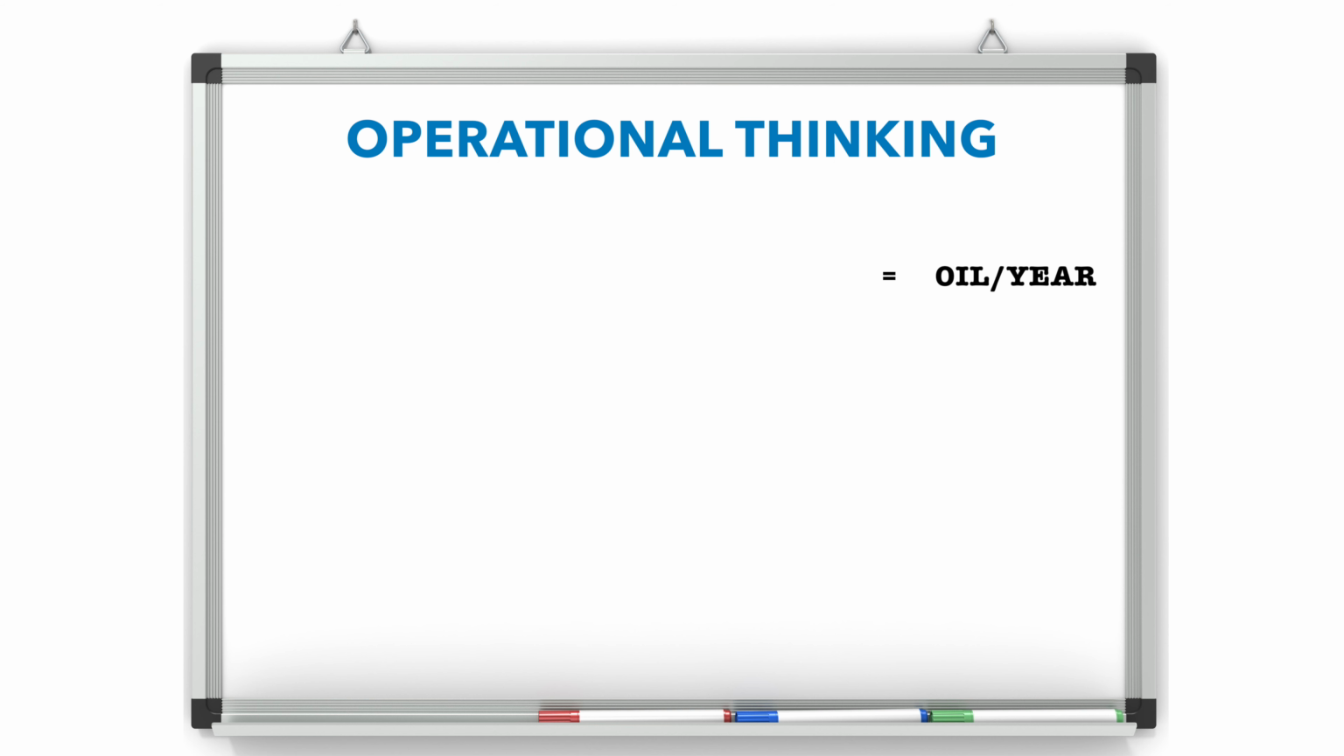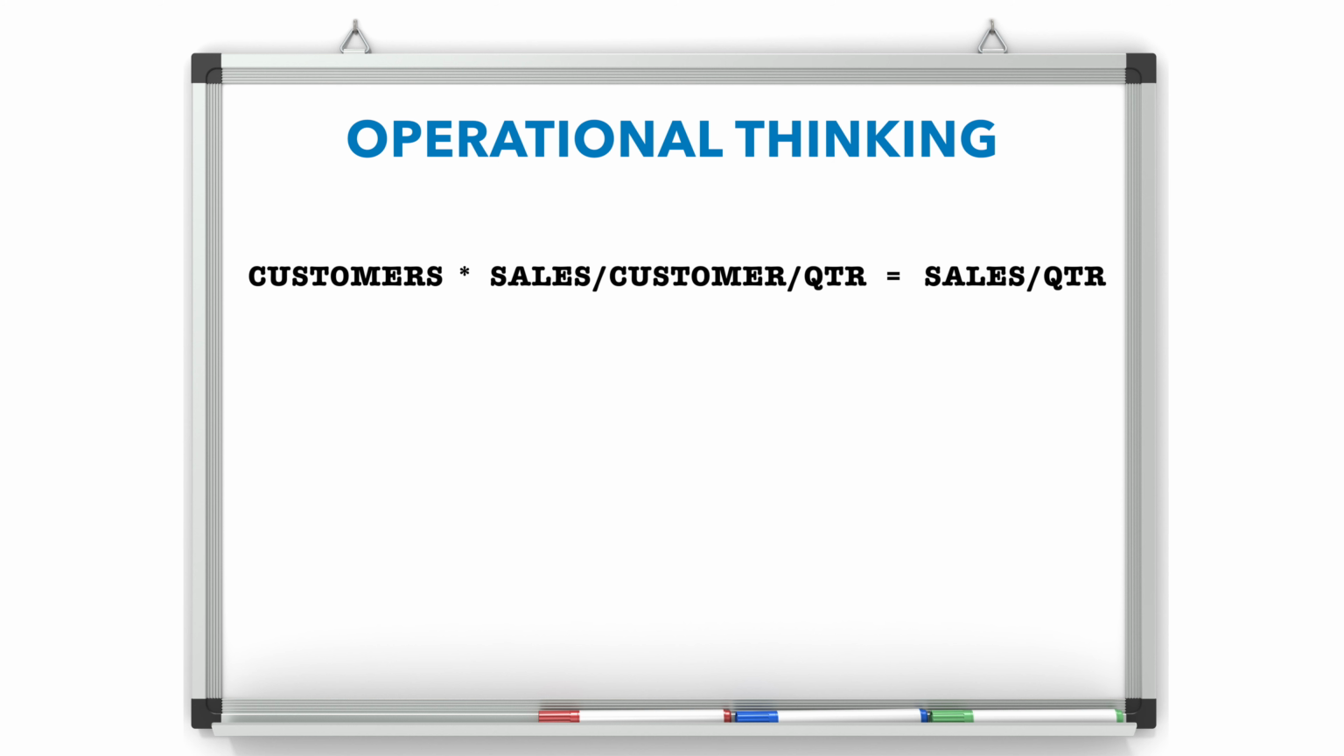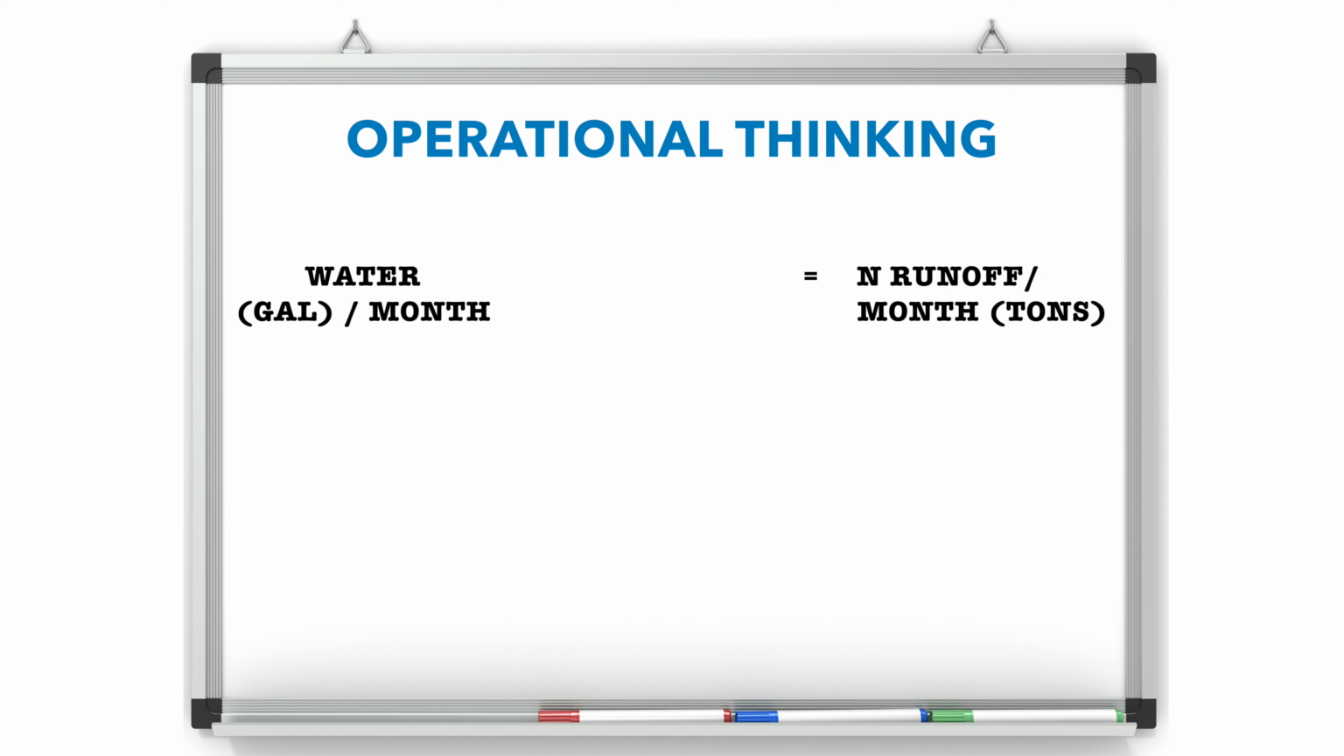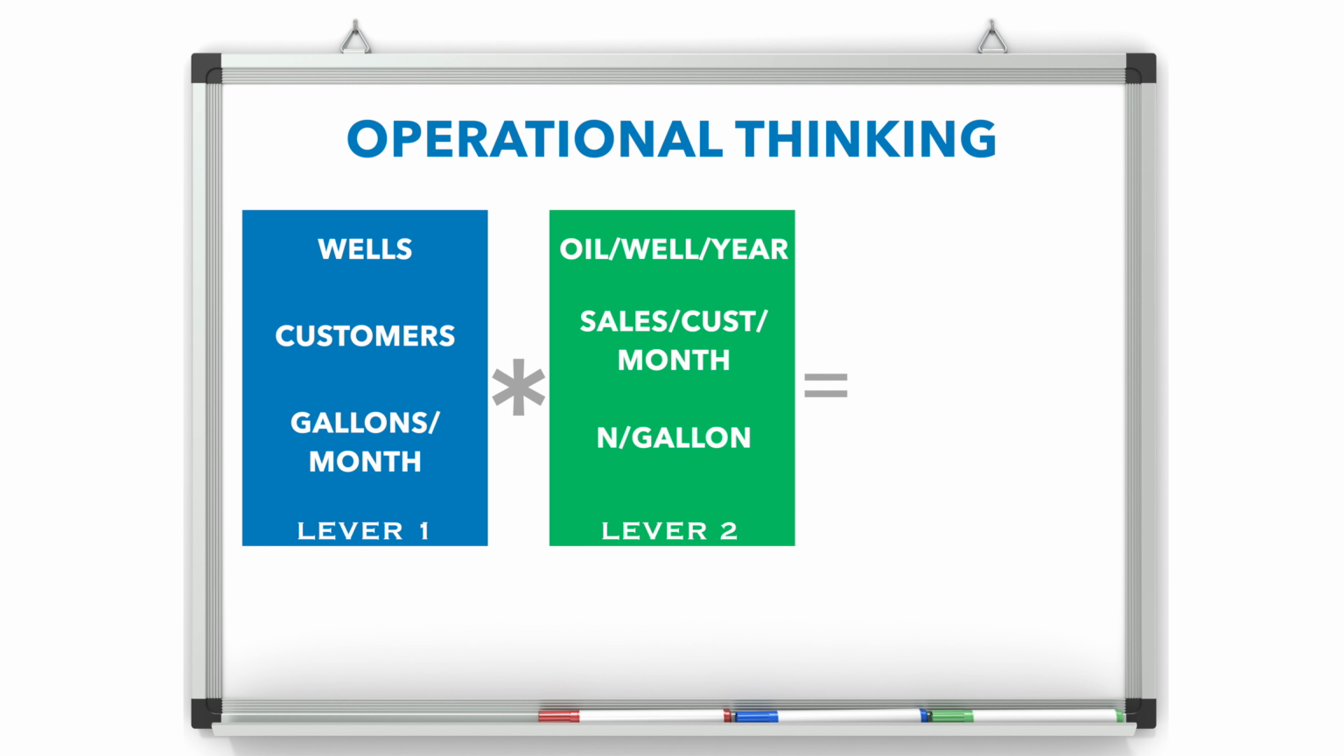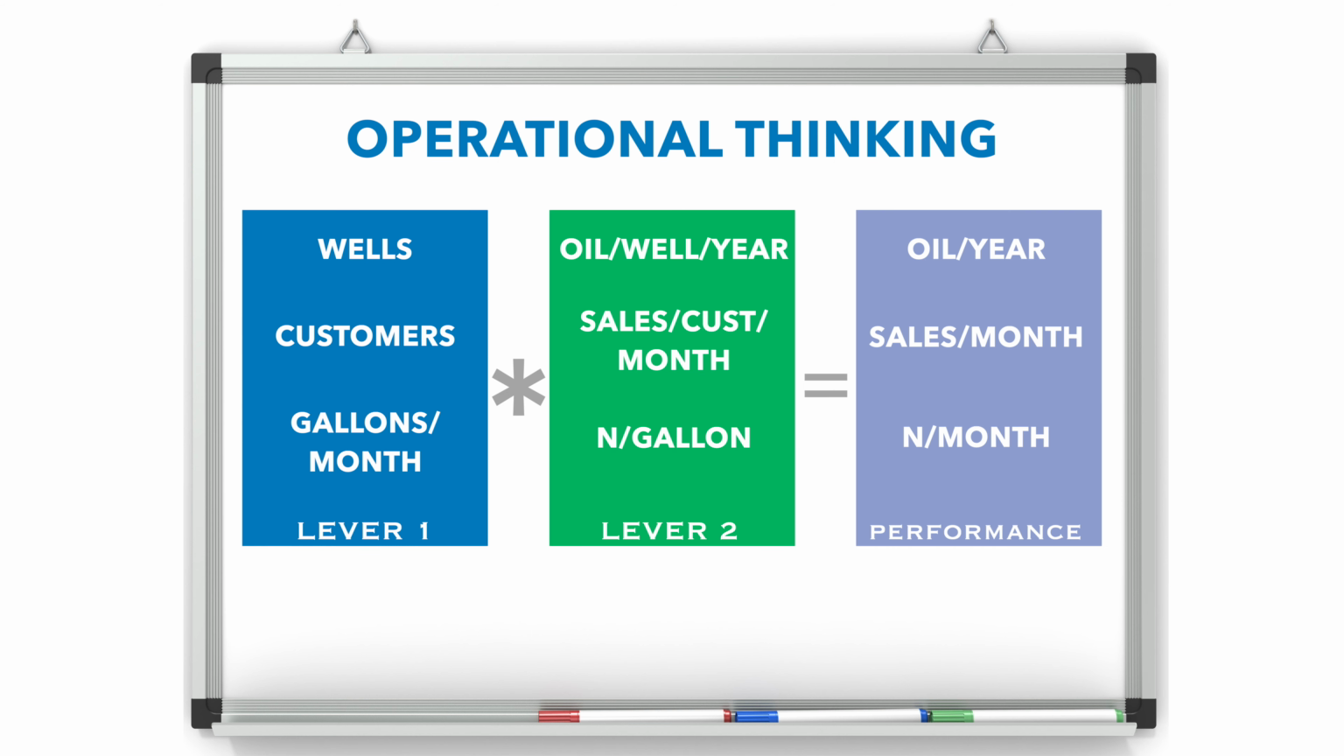Oil production is oil wells times oil well utilization. Sales is customers times sales per customer per quarter. Or nitrogen runoff is water runoff per month in gallons times nitrogen per gallon of water. In each case, knowing these two variables helps to identify actual levers for changing system performance. This is crucial for finding high leverage solutions.